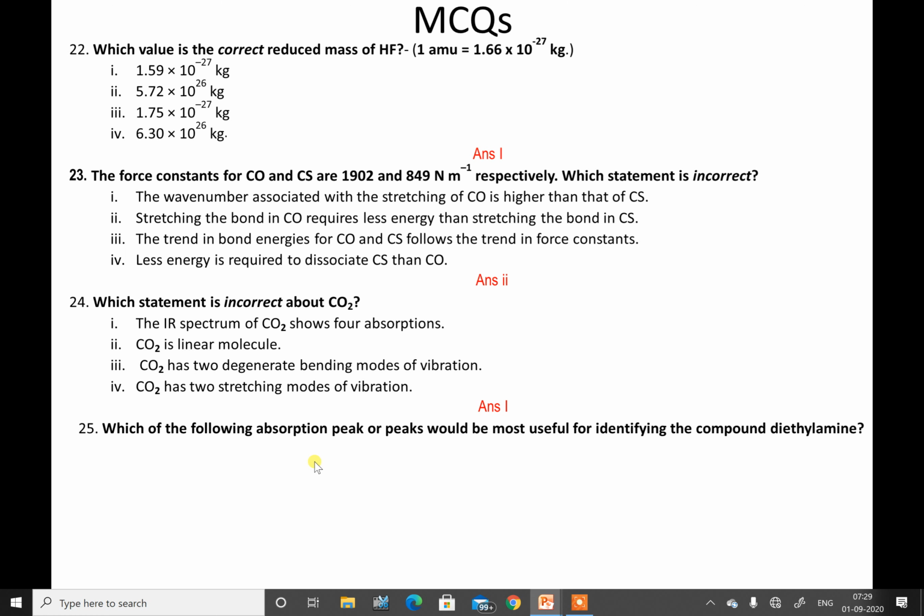Which of the following absorption peak or peaks would be most useful for identifying the compound diethylamine? So diethylamine is a secondary amine.